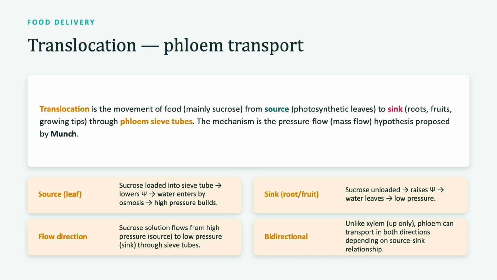At the source, sucrose is actively loaded into the sieve tube, lowering the water potential. So water enters by osmosis, building high pressure. At the sink, sucrose is unloaded, water leaves, and pressure drops. The pressure difference drives the flow from source to sink. An important difference from xylem: phloem transport is bidirectional. It can go up or down depending on where the source and sink are. Xylem, by contrast, is almost always upward.